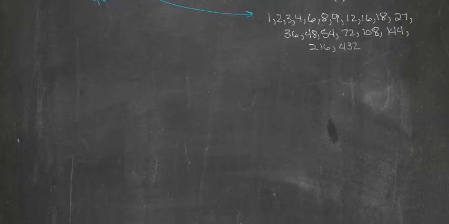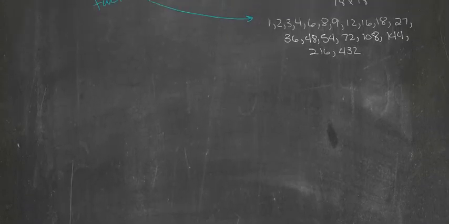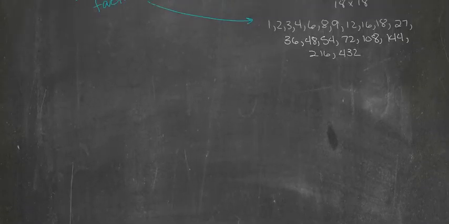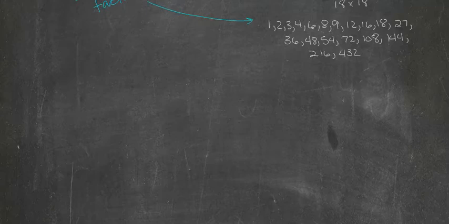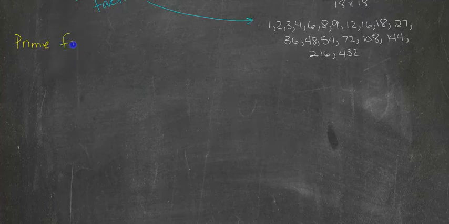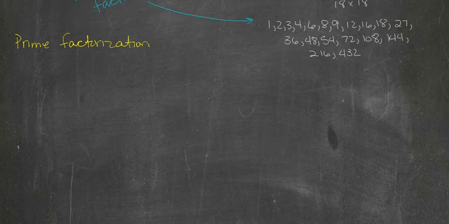It's more powerful. Finding all the factors is useful, but sometimes you just want to find the prime factorization, which means you want to find all of the prime numbers that if you multiply them together give you a number. So this is called prime factorization. And in the end, it's going to let you write a number as a product of primes.